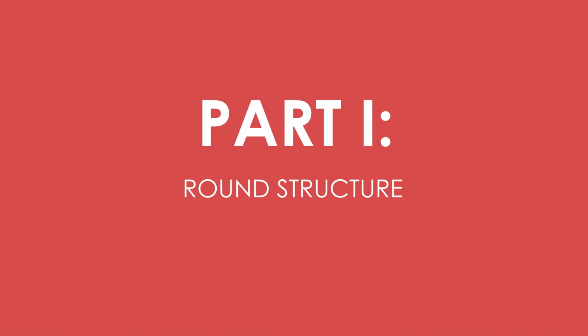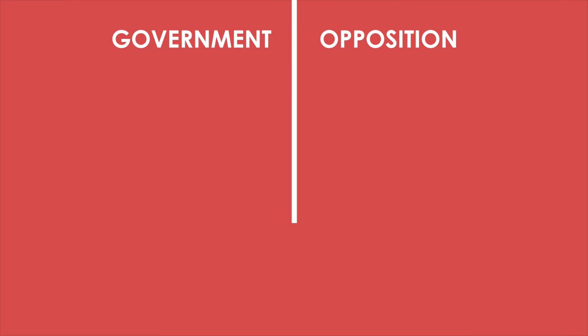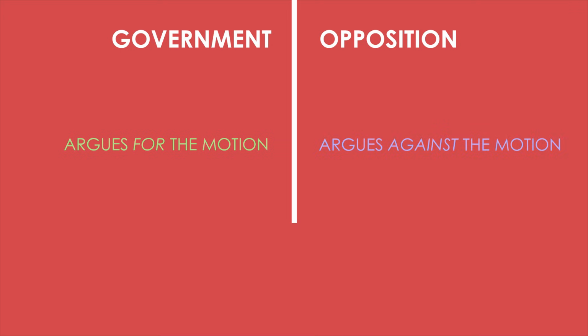Let's look at the basic setup of British Parliamentary debate. The British parliamentary style, like any other kind of debate, naturally has two sides. One side is called the government, sometimes also referred to as the proposition side, and the other the opposition. Under the government side, debaters will always be in support of a particular topic or motion, and under the opposition side, debaters will always be rejecting that motion.